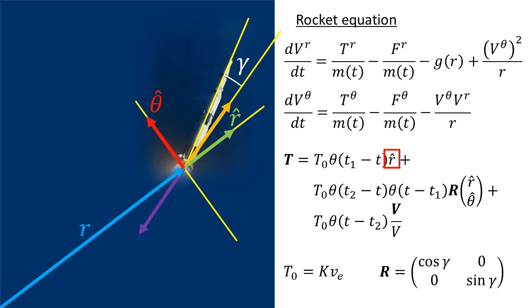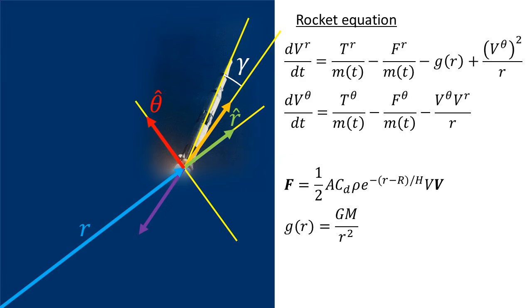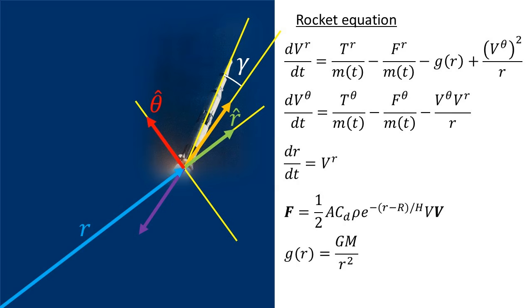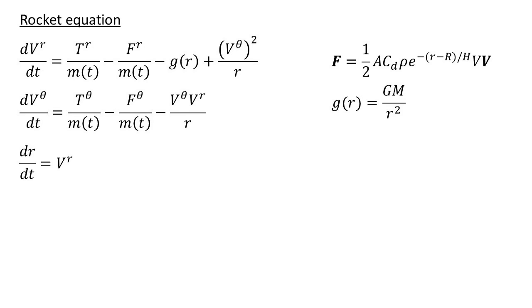After T1 and until T2, the thrust is tilted by angle gamma. And after T2, the thrust is in the velocity direction. V here is the speed. For the friction term, I'm using the standard expression that depends on the speed squared and the velocity direction. Now we just have to add the equation for r to have a complete set of equations for the rocket's trajectory.